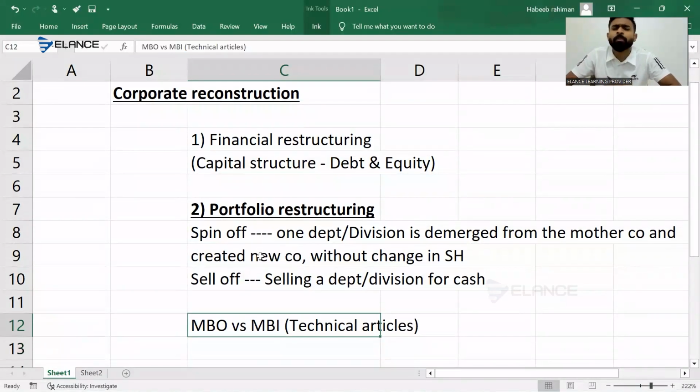Have you done reading the technical article on MBO versus MBI? In my normal sessions, I would deliver this as a topic itself. But if you didn't study this as a topic, you have to at least read the technical article. Have you studied this topic, management buyout versus management buy-in? Please respond yes or no.